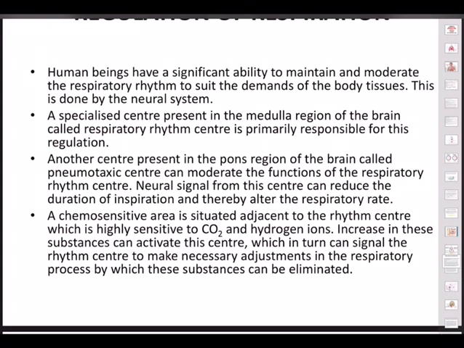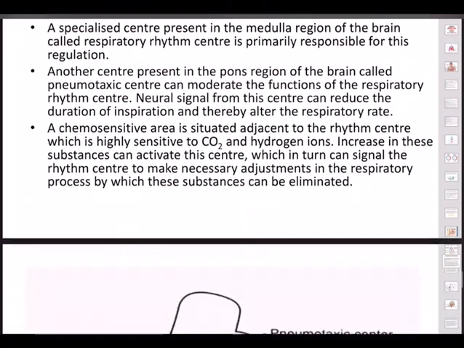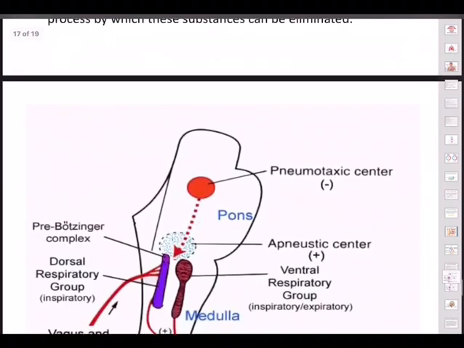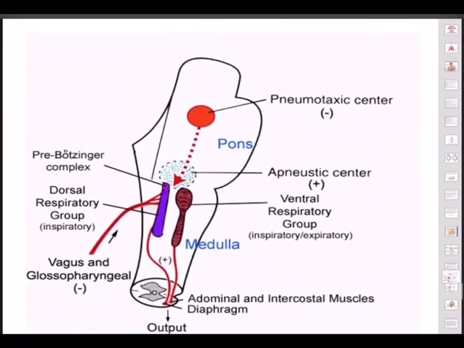A chemosensitive area is situated adjacent to the rhythm center, which is highly sensitive to CO2 and H+ ions. Increase in these substances can activate this center, which in turn can signal the rhythm center to make necessary adjustments in the respiratory process by which these substances can be eliminated.